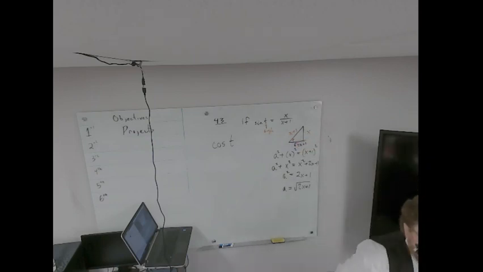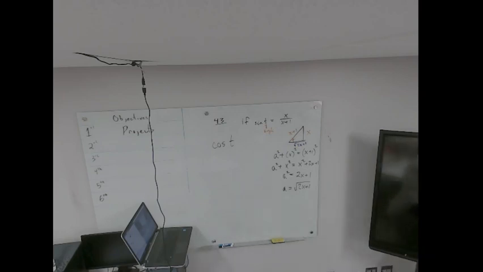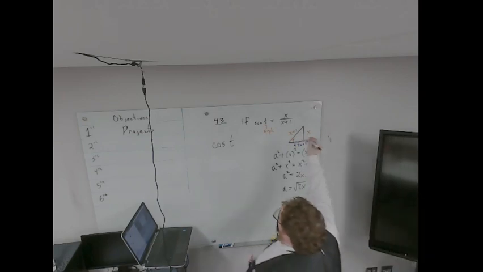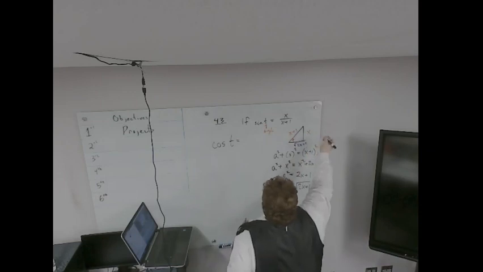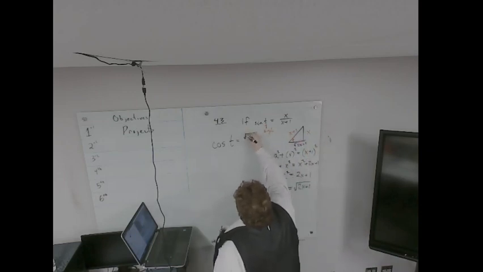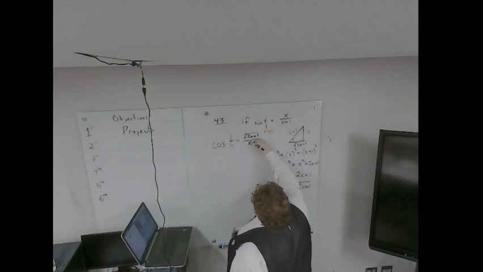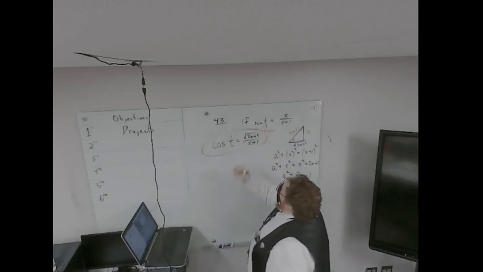I now answer the question. The question says, hey, what's cosine of t? Well, cosine of t is adjacent over hypotenuse. The adjacent is square root of 2x plus 1. The hypotenuse is x plus 1. Here's my solution for 43.